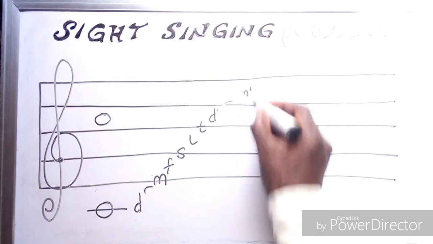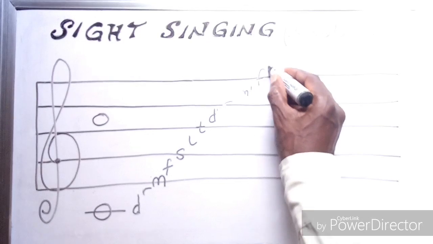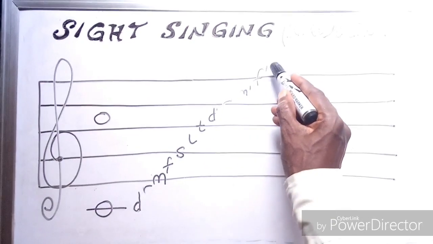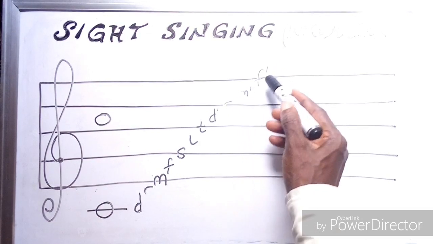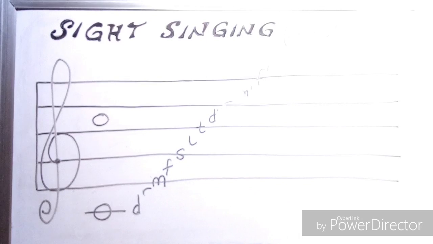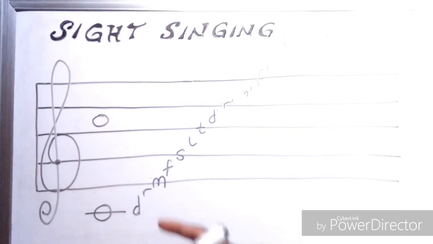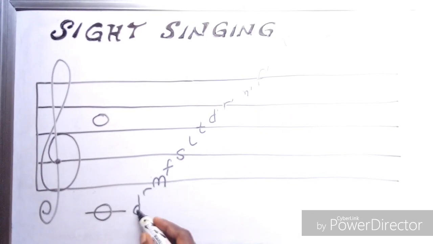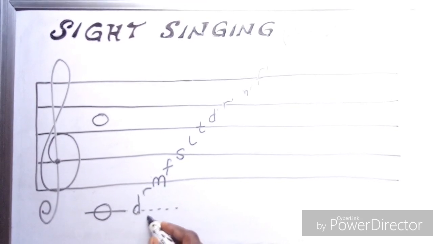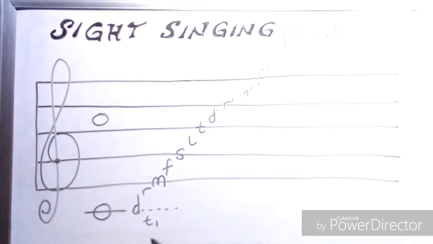Then, if we continue, we have Re here. We have Mi. And then we have Fa. Now, I'm marking these ones with 1 at the top there, signifying that they are an octave higher than the notes you have here. Now, if we decide to go lower, this is Do on this line. We come down to the space below it, we have Ti. And if we go down to the second ledger line, we have La.